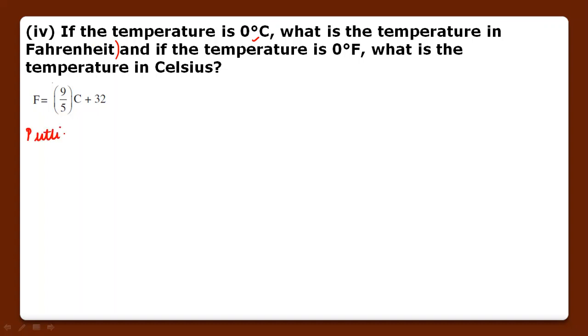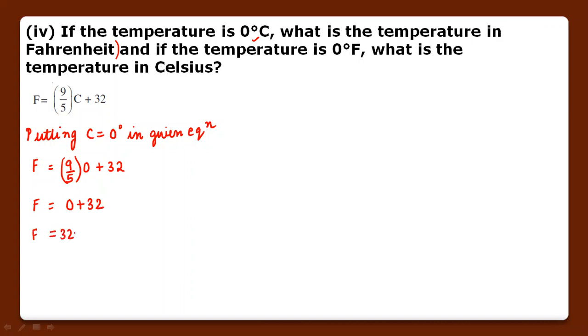So we will write here, putting C equals 0 in the given equation. So F equals 9/5. We did this when we found the solutions earlier too. F equals 9/5 into 0, 0 plus 32. So the temperature in Fahrenheit came to 32 degrees. Now the second part of the question: Fahrenheit is given as 0 degrees, and we have to find the temperature in Celsius. Putting F equals 0 degrees in the given equation.